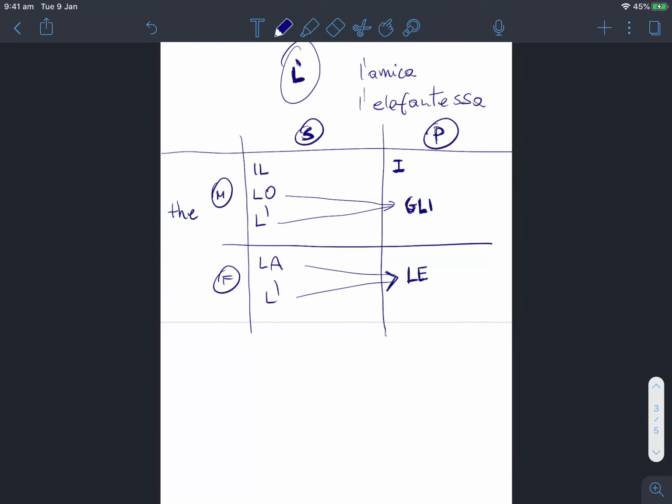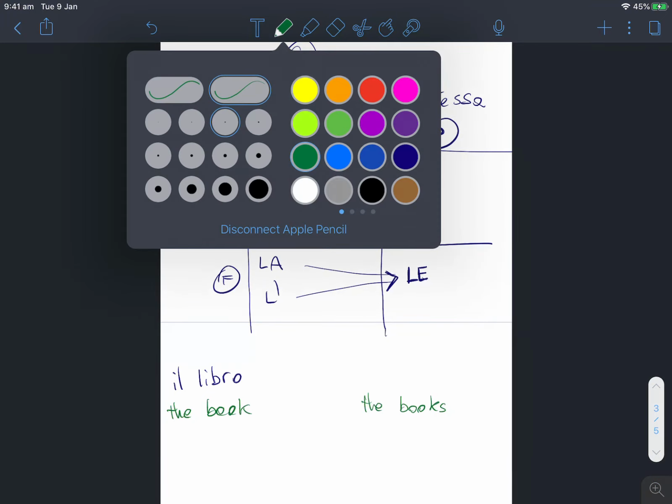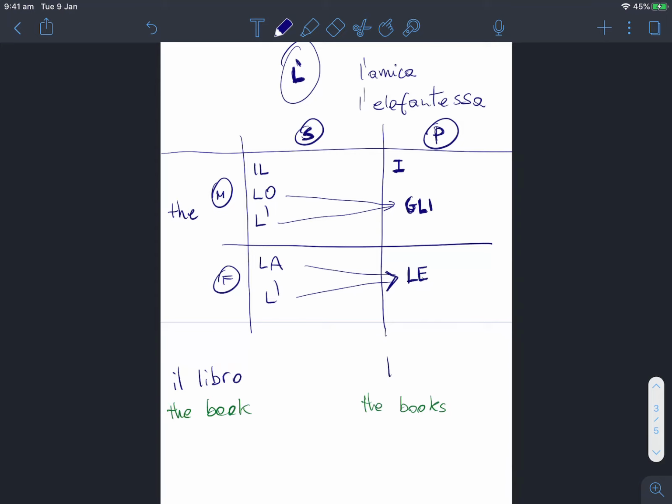Hopefully it's clear. If I want to say the book, you should know that it's il libro, which literally means the book. What if I want to say the books? Well, you already should know that to turn libro into books, it's libri. But the article also changed. This also changes and becomes i libri.